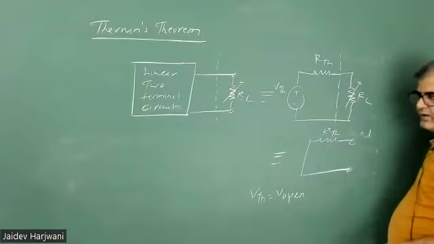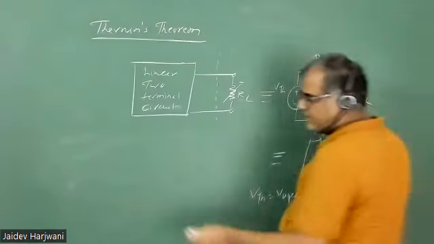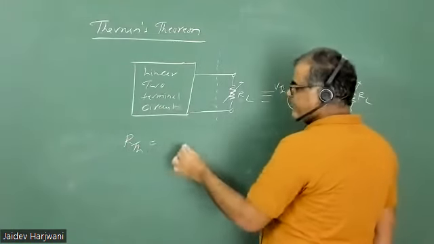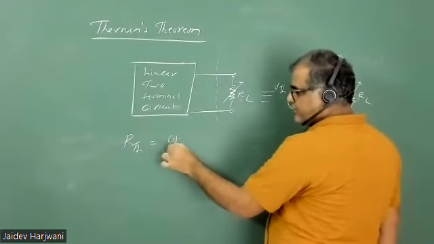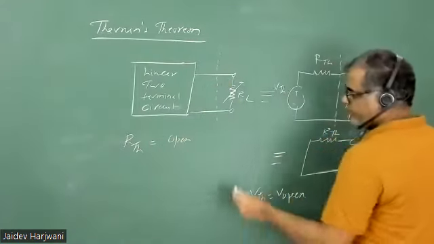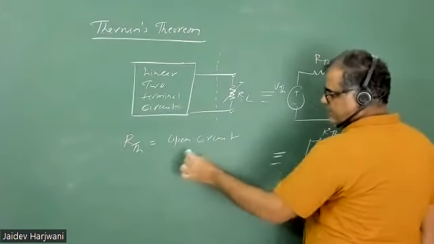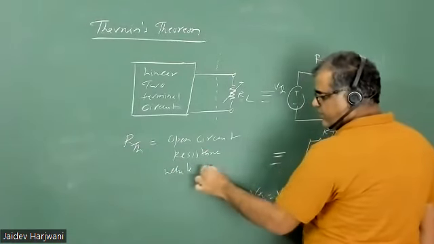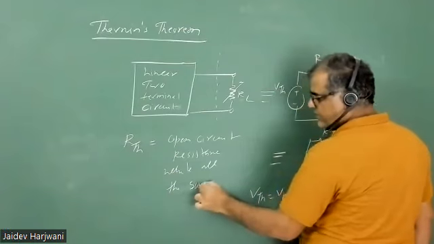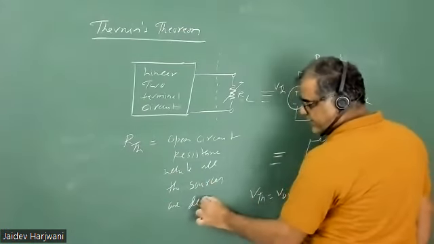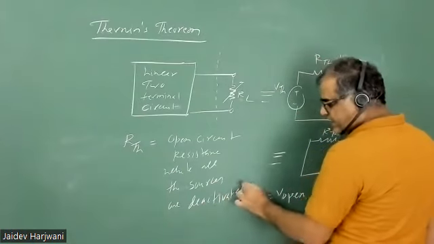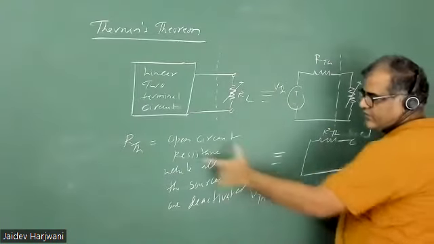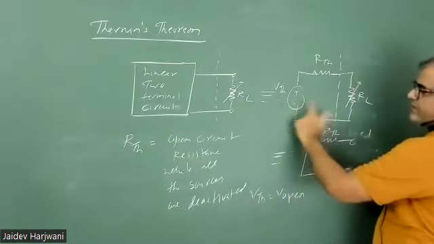That is R Thevenin. So if you want to measure the R Thevenin, what are you supposed to do in the original circuit? Measure the open circuit resistance while all the sources are deactivated. Make all the sources deactivated and measure the resistance across this open circuit. That will be your R Thevenin. Once you know the R Thevenin and VThevenin, you can make this equivalent circuit.